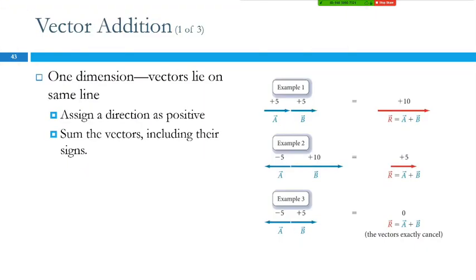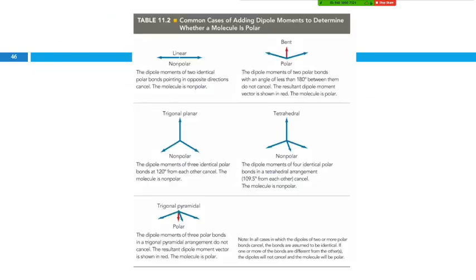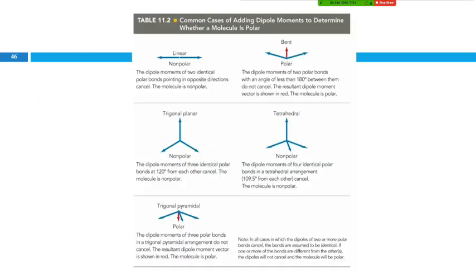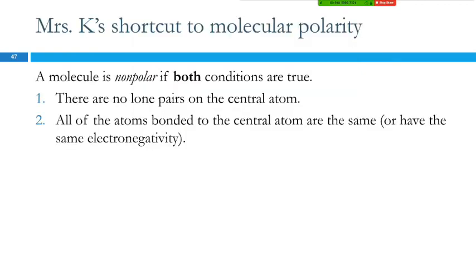So I'm going to go ahead and jump through to this part. So if you want to look at vector addition, you can watch the other video. This is what actually works all the way through OChem. And if you get to PChem, they'll teach you other stuff anyway. So here's my shortcut to molecular polarity. It doesn't work all the time, but it works probably like 95, 97%, something like that, which is good enough.